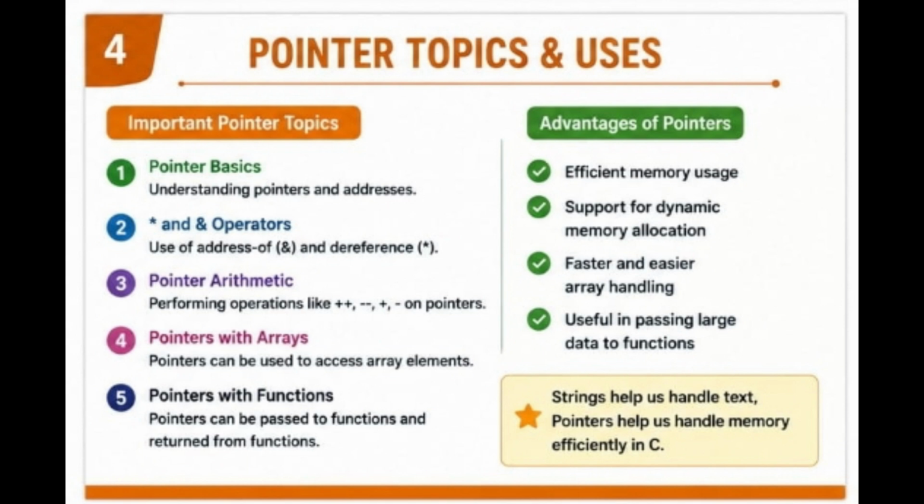Pointers allow for dynamic memory allocation, meaning you can grab exactly the amount of RAM you need while the program is running. In short, strings help us manage our text and pointers help us manage our memory. Once you've got these two down, you're well on your way to becoming a strong C programmer.